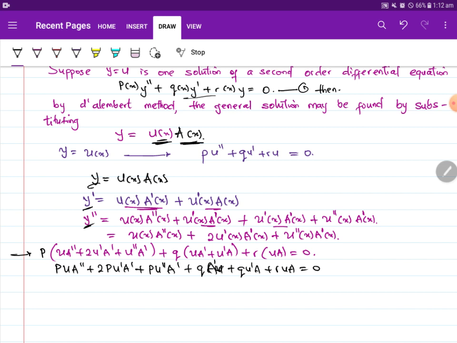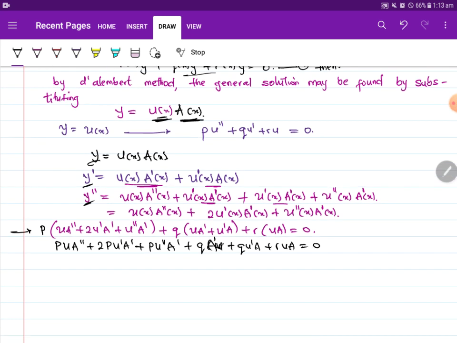Now I'm trying to factorize. Let's factorize the a out. I'm having a prime here, a prime prime here. Let me pick the a prime prime out, so I only have this to be a prime prime. So I can say a prime prime into bracket p u, plus now a prime. This is a prime, this is a prime, those are the three a prime. So I can say a prime into bracket p u prime prime plus q u prime plus r u.